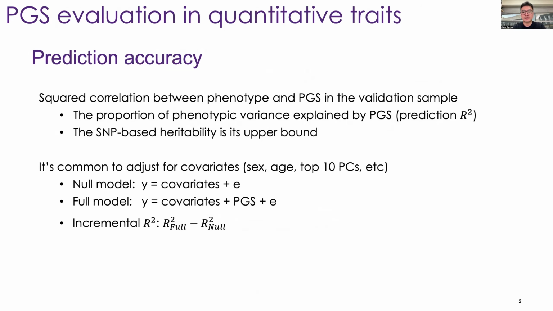In practice, we adjust for covariates like sex, age, and ancestry principal components, and we report the incremental R-square. That's the R-square obtained from the full model, including both covariates and PGS, minus the R-square from the null model, where we only include the covariates.